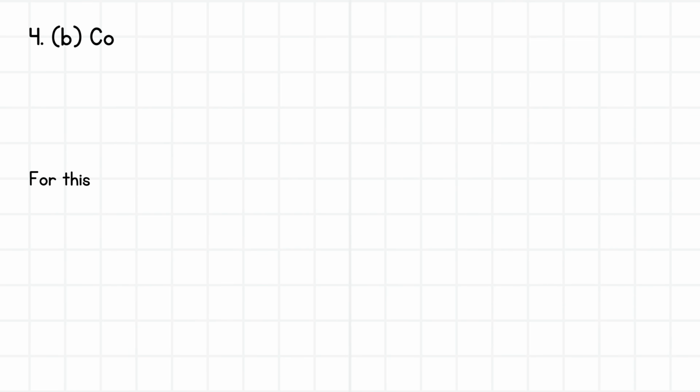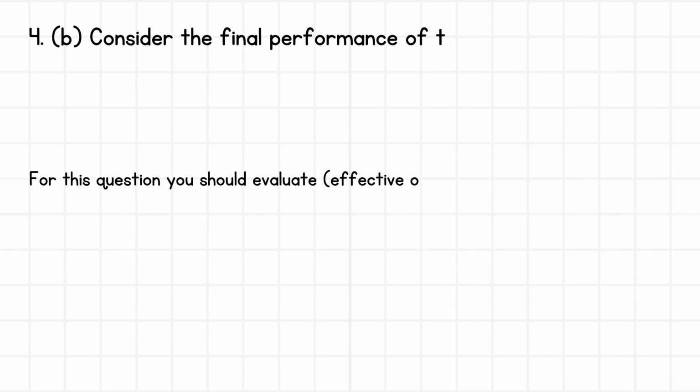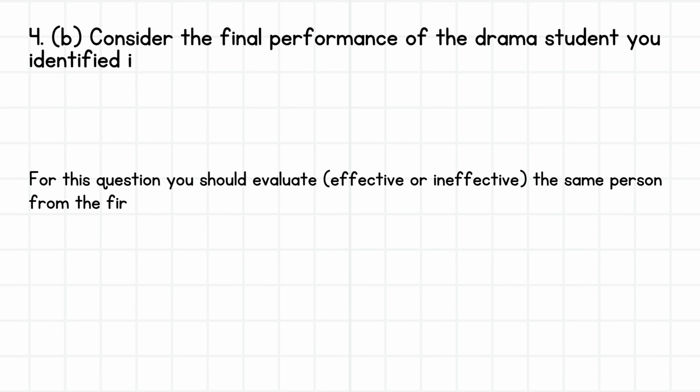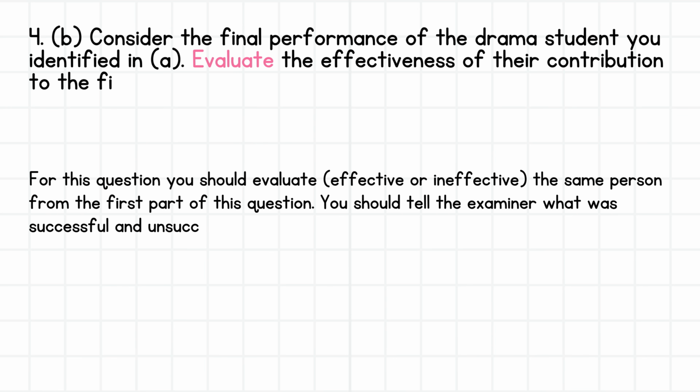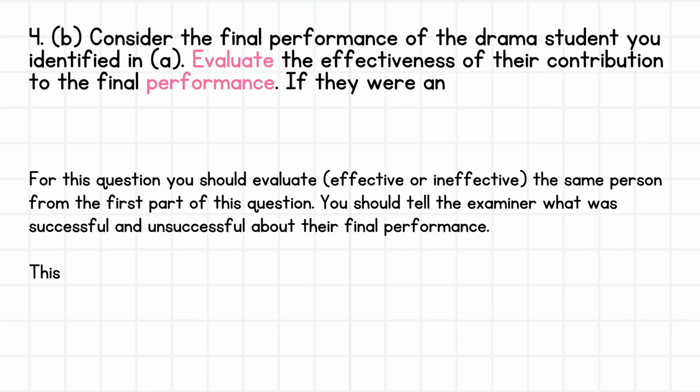The final question in this section is 4B. Consider the final performance of a drama student that you identified in A, so it's got to be the same person. Evaluate the effectiveness of their contribution to the final performance. If they were an actor, you should include comments on their performance concepts, or if they were in a production role, you should include comments on their design concepts for 4 marks.